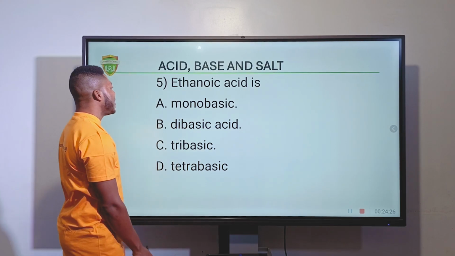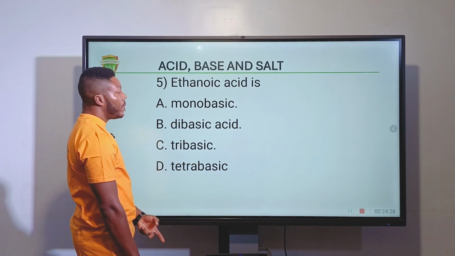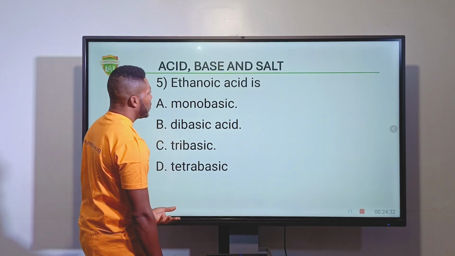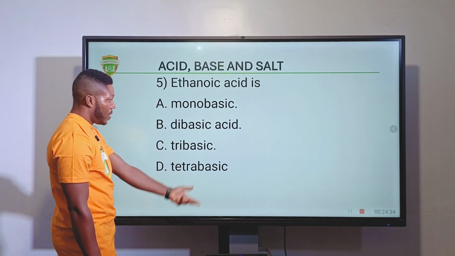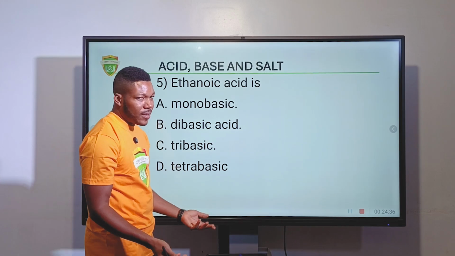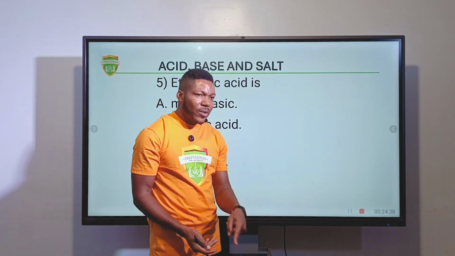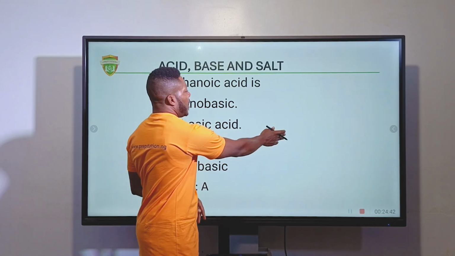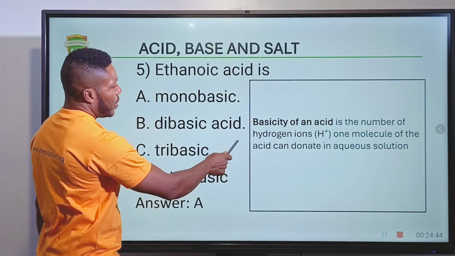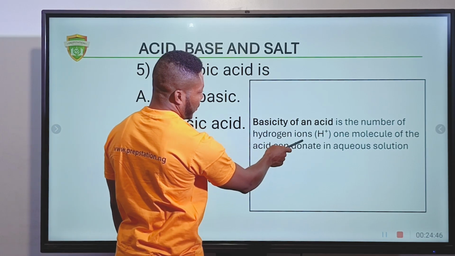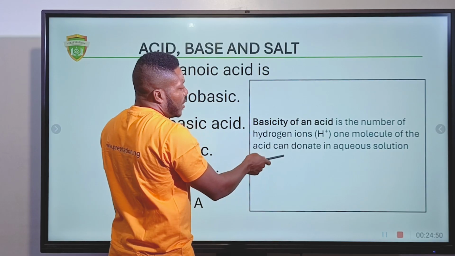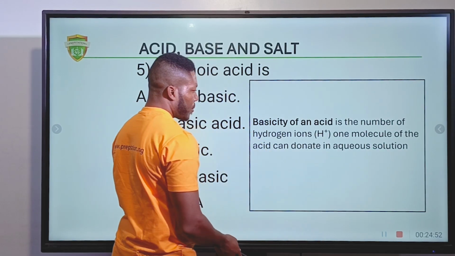Ethanoic acid, is it monobasic? Is it dibasic? Is it tribasic? Is it tetrabasic? First of all, what is monobasic? Or what is the basicity of an acid? If you cannot define that, you can't answer this question. So let's look at it now. What is the basicity of an acid? This is the number of hydrogen ions one molecule of an acid can donate in aqueous solution.